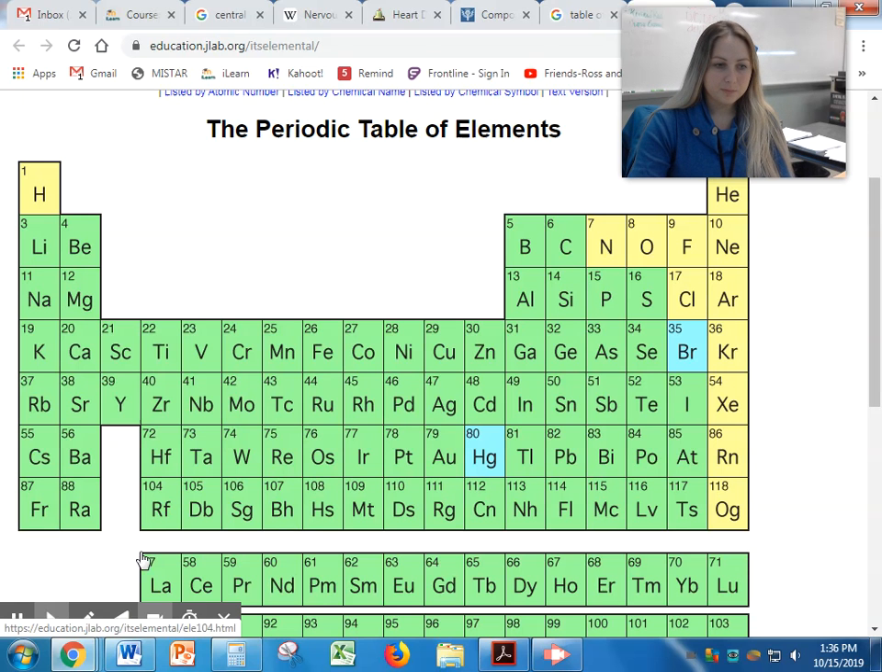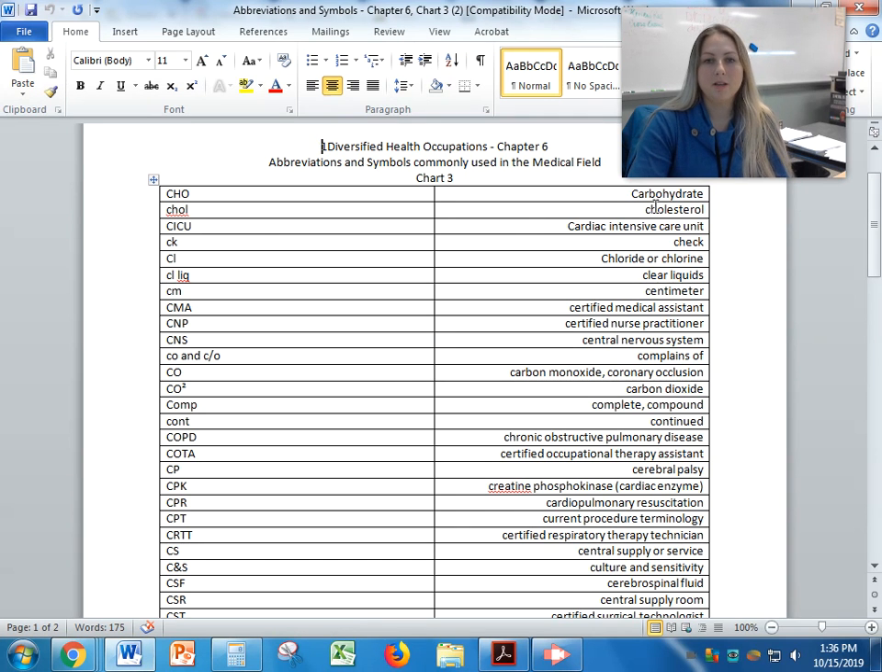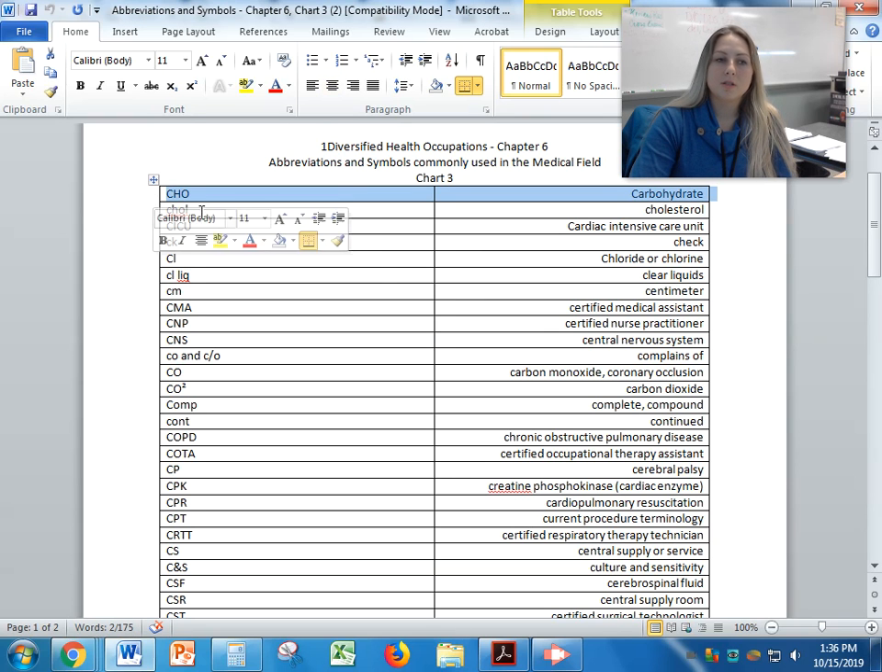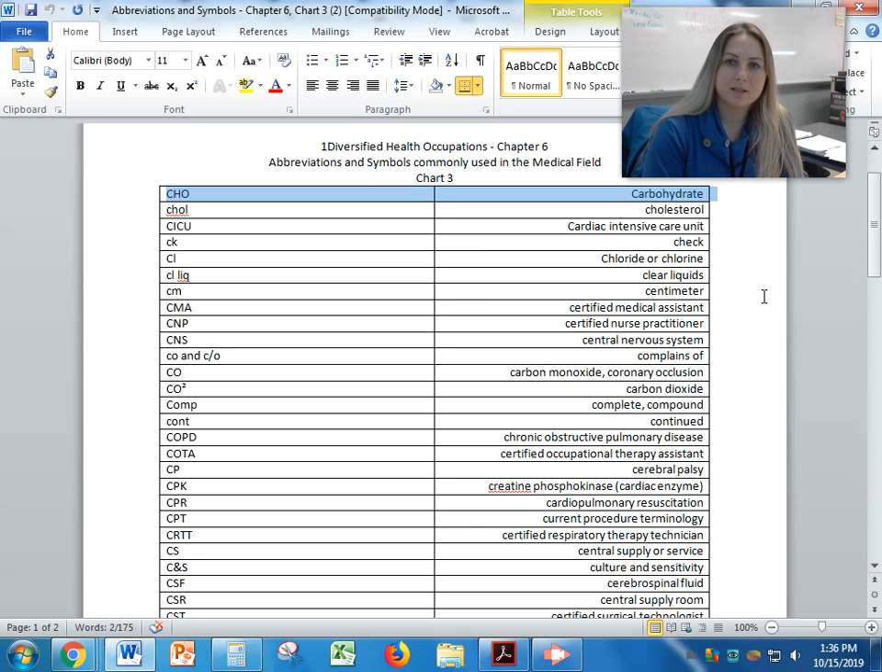So, looking back at your chart 3, this first abbreviation is carbohydrate. Carbohydrate is a chemical structure that we find in foods. It gets broken down into sugar by our body. If you look at a nutrition label, it'll say X grams of carbs, carbohydrates. It breaks down into sugar. So it's abbreviated as CHO. This is a chemical abbreviation that we use in medicine for carbohydrate.